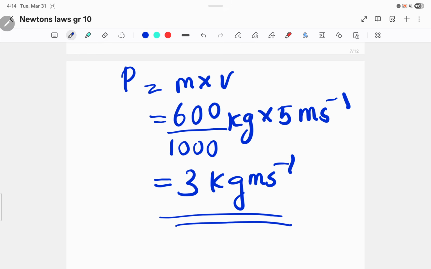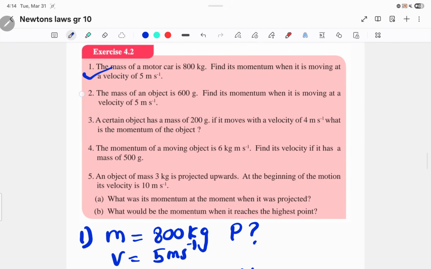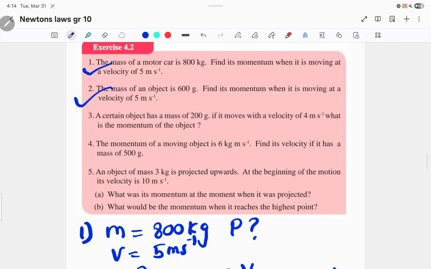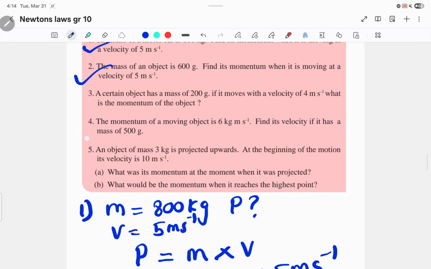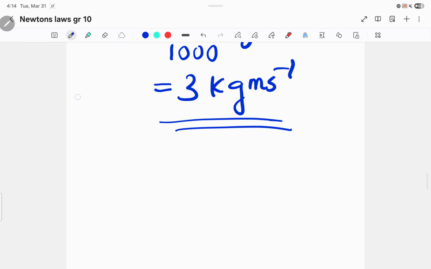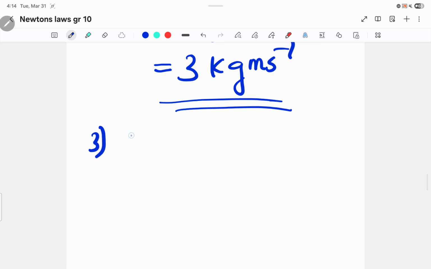Then the third one. An object has a mass of 200 grams. It's moving with velocity 4. What is the momentum? Okay. Third one. Mass is 200 grams. Velocity is 4.